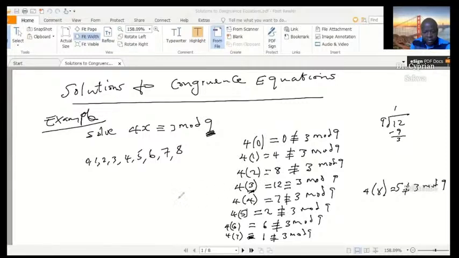It's 3. So x is 3. If you want, you can write it 3 mod 9. So we've discovered that it's only 3 multiplied by 4 that will give you 12. So that's 12 divided by 9, the remainder will be 3. What is written here is always the remainder. So the remainder is 3.